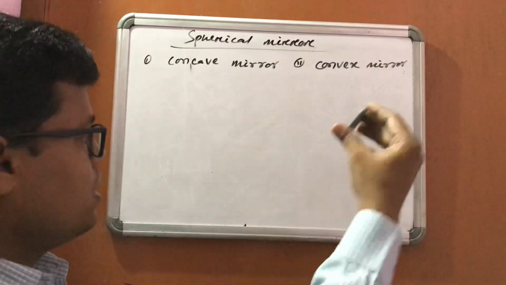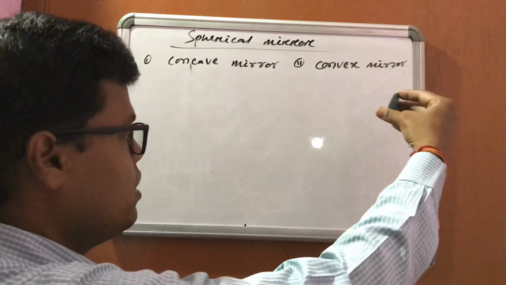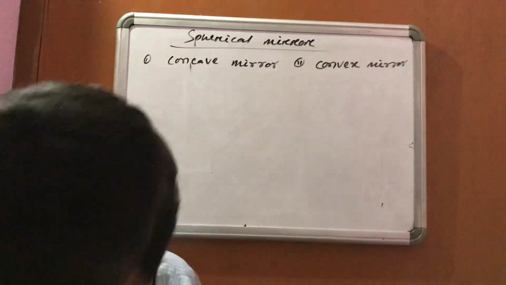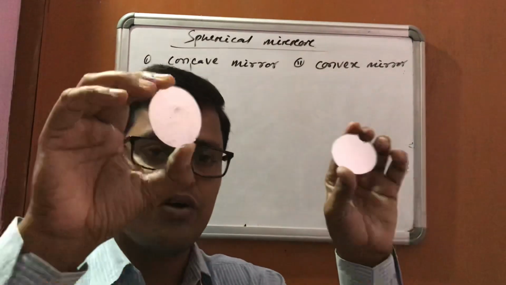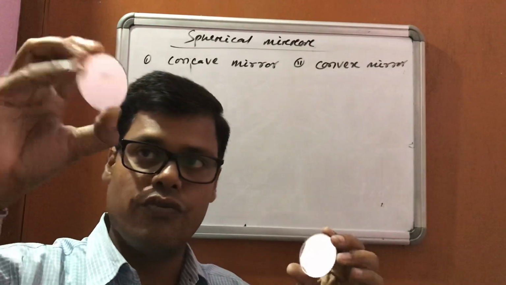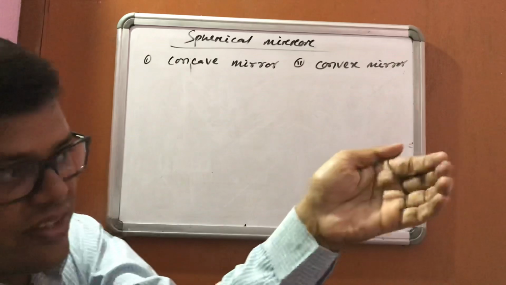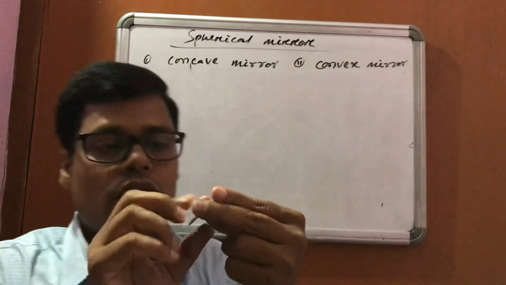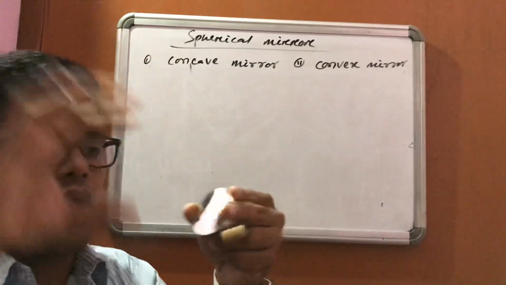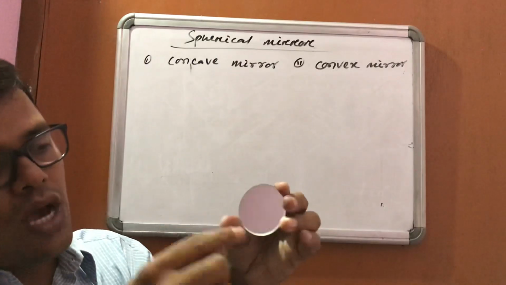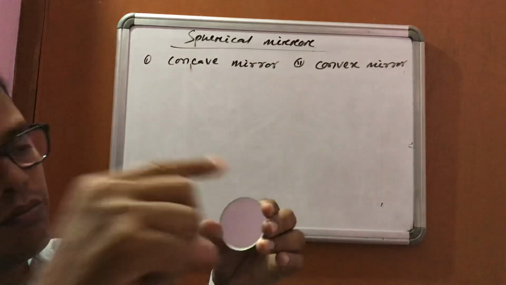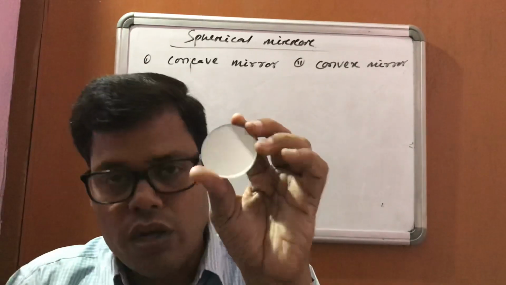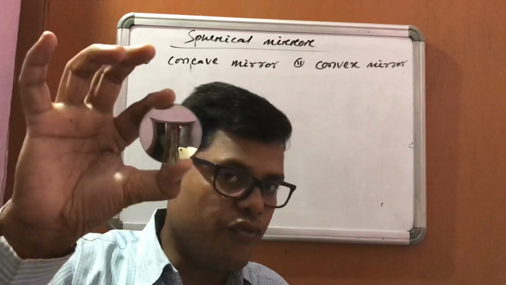This is a concave mirror and this is a convex mirror. There are two types of mirrors. Look at here. This is convex, this is concave. It is just opposite. This portion bubbles out, whereas this is at a lower height. So this is a concave mirror and this is a convex mirror.